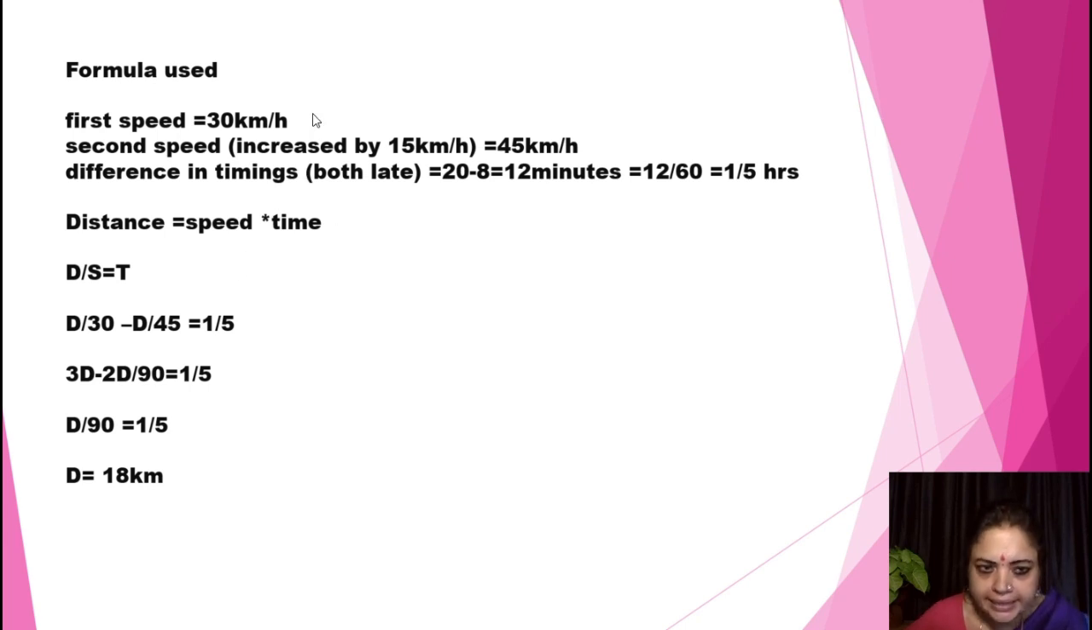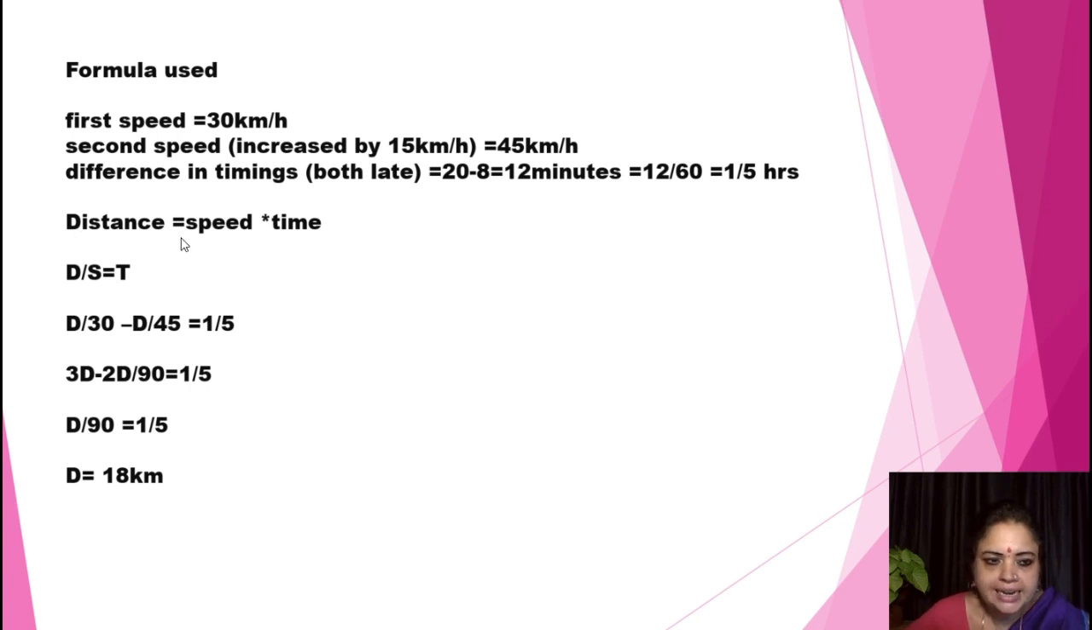So first speed is 30 km per hour. Second speed, it is given that it is increased by 15 km per hour. So the speed will be 45 km per hour. Now difference between the timings, when we calculate here, both are late. So we are subtracting 20 minus 8, that is 12 minutes, and 12 we convert it into hours. So 12 by 60, that will be 1 by 5 hours.